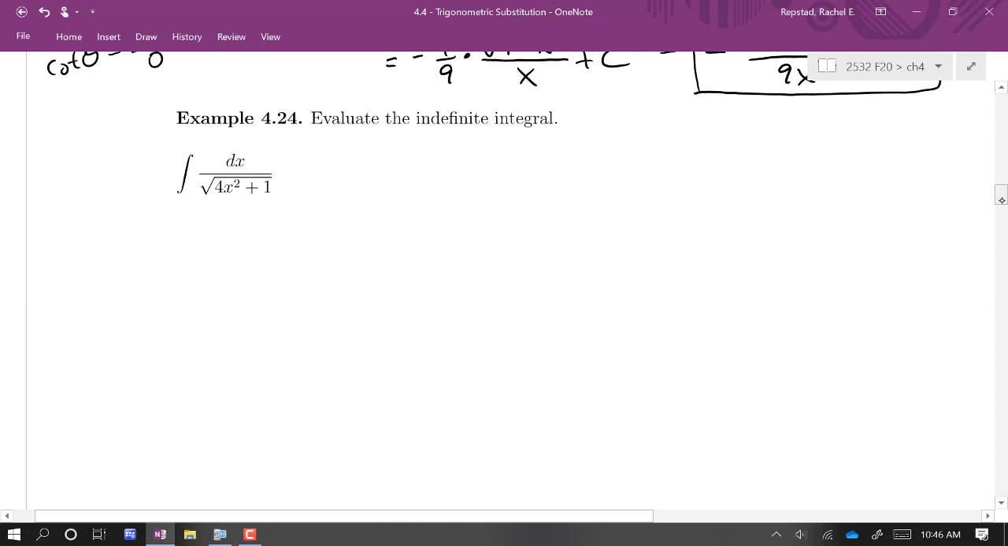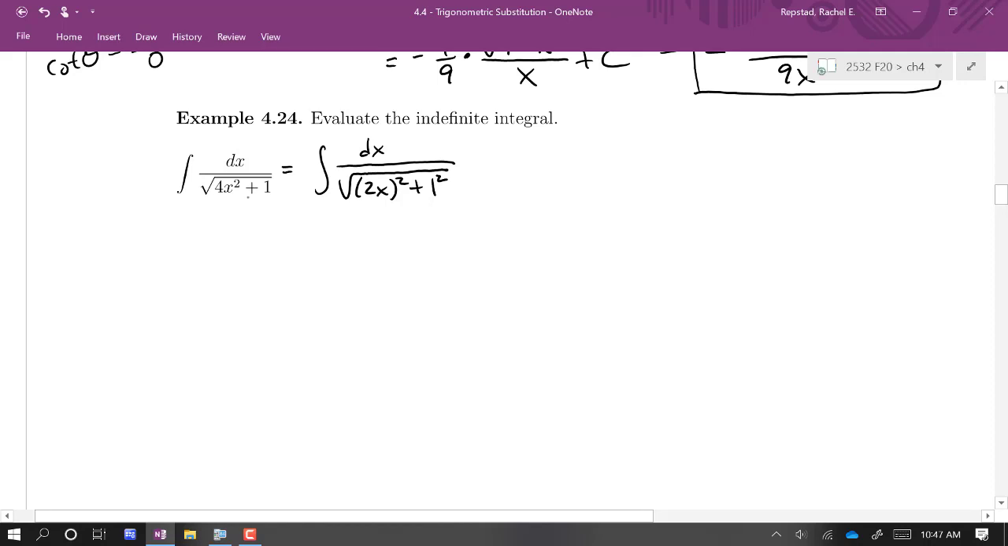This integral looks fairly simple in terms of it doesn't look like there's a whole lot involved. Not so simple in that one of our other techniques doesn't really work. There's not an obvious u substitution to make. But I see that I've got this radical involved. Moreover, I could see that radical as a u squared plus a squared. 4x squared is the square of 2x. And of course, 1 squared is 1.